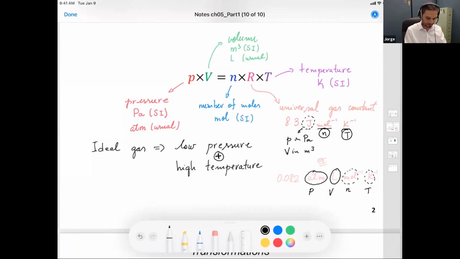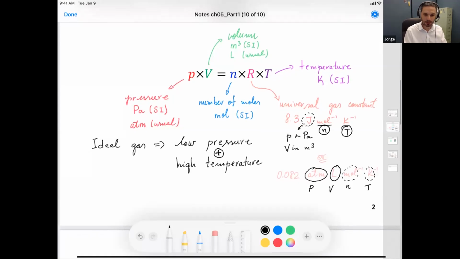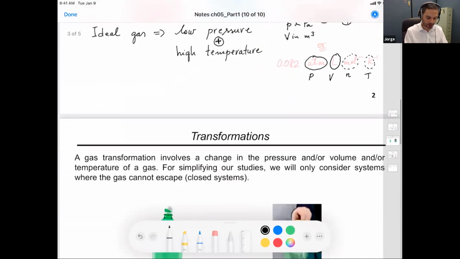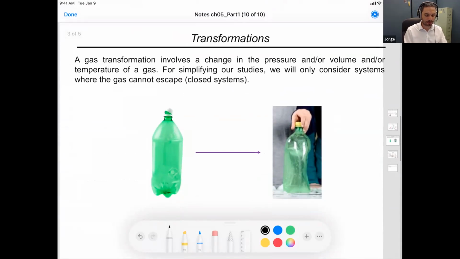All right. Now that we know what an ideal gas is, and we know what is the equation that correlates pressure, volume, and temperature, now let's start talking a little bit about transformations.